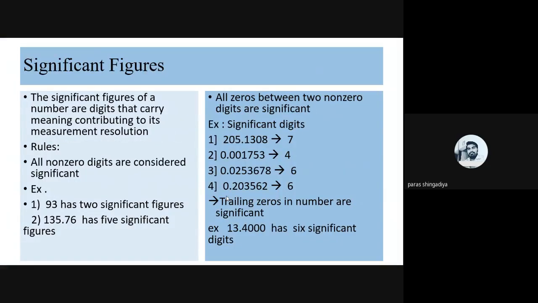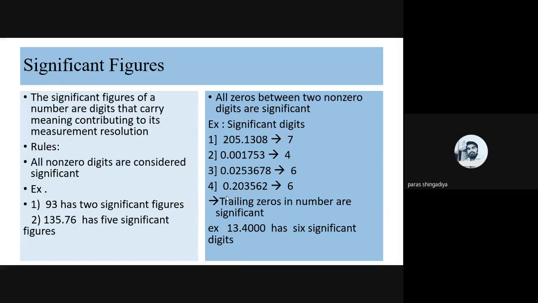Next is significant digit. What is the meaning of significant digit? It's also a very easy part, and I think you already learned it at school level. Significant figure, significant digits. What does it mean? A significant digit of a number is a digit that carries meaning, contributing to its measurement resolution. There are some rules, and as per the rules we can determine the significant digits in the given number.